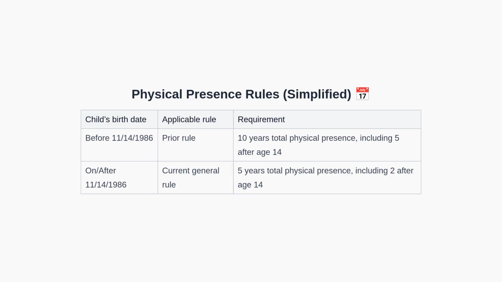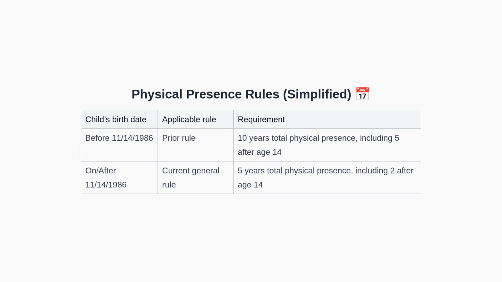This table provides a simplified overview of physical presence rules for the U.S. citizen father. If the child was born before November 14, 1986, the typical requirement was 10 years of physical presence, including 5 years after the father reached age 14. For births on or after November 14, 1986, the general rule is 5 years of physical presence, including 2 years after age 14.